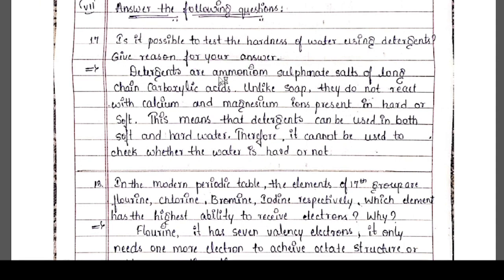Detergents are ammonium or sulfonate salts of long chain carboxylic acids. Unlike soap, they do not react with the calcium and magnesium ions present in hard water. This means that detergents can be used in both soft and hard water. Therefore it cannot be used to check whether the water is hard or not.